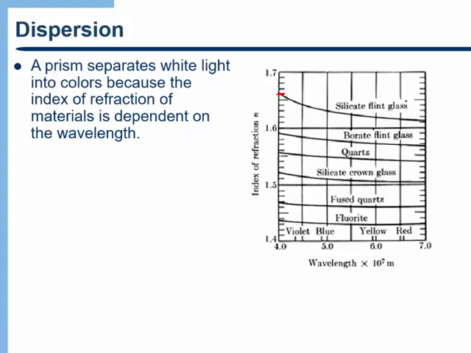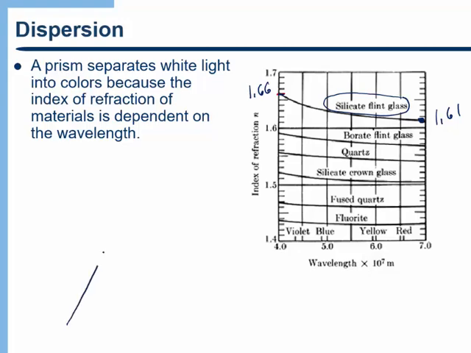So let's look at one of the more extreme examples, silicate flint glass. Notice that when we're down at the red end of the spectrum, the index of refraction is 1.61. But if we're way over here at the violet end of the spectrum, the index of refraction jumps to 1.66. Well, what that means is that the different colors will bend slightly different amounts because they are responding to slightly different indices of refraction.